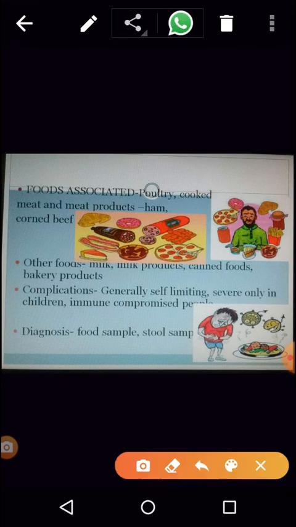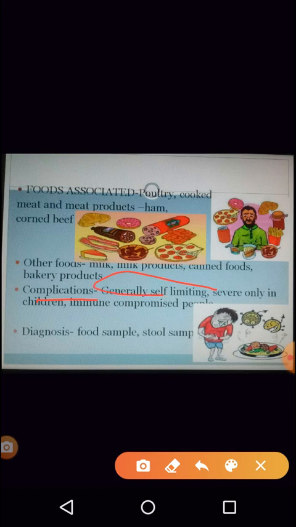And what are the complications seen if the organism enters? As I told you, it is a self-limiting disease. It does not cause a long illness, it's an acute infection. It becomes severe only in children and immunocompromised people. What do you mean by immunocompromised? If the immune system is weak, if they are already suffering from any other infection, automatically the immunity drops. So in those cases, and also the elderly people.